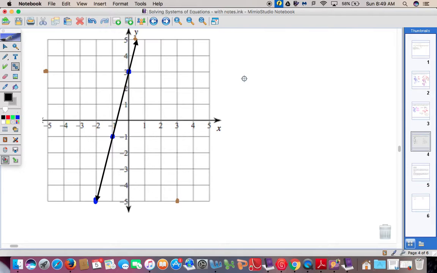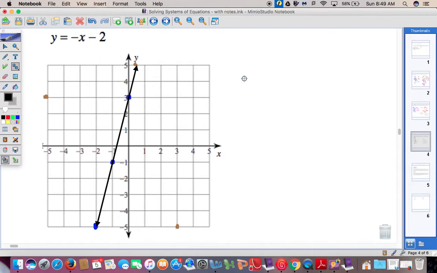Okay, so my second equation is y equals negative x minus 2. So again, I start by plotting my y-intercept. My y-intercept is at negative 2. And then my slope is a negative 1. So I'm going to go down 1 to the right 1, down 1 to the right 1, down 1 to the right 1. So I'm going to draw a line through these points. So if I draw a line through these points, it would look very similar to this.